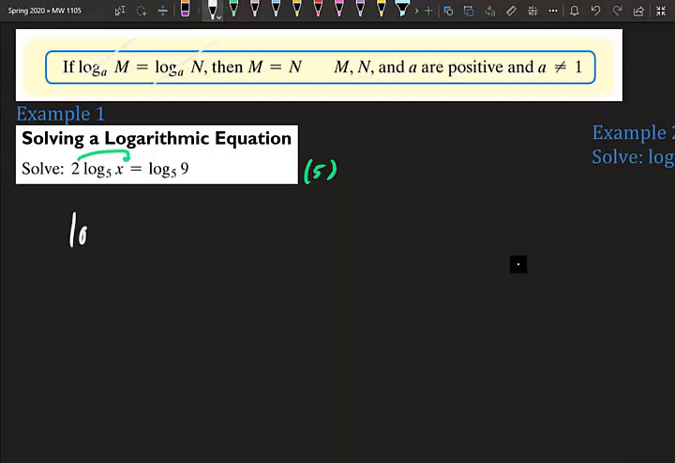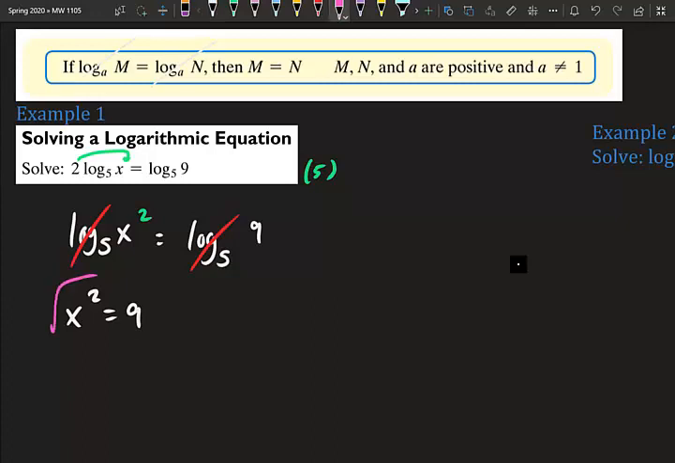We have log base 5 of x squared equals log base 5 of 9. So you see how it's single log equals single log, and they're both the same bases. We can actually get rid of them. So we're left with x squared equals 9. We take the square root. So we get x equals positive or negative 3.